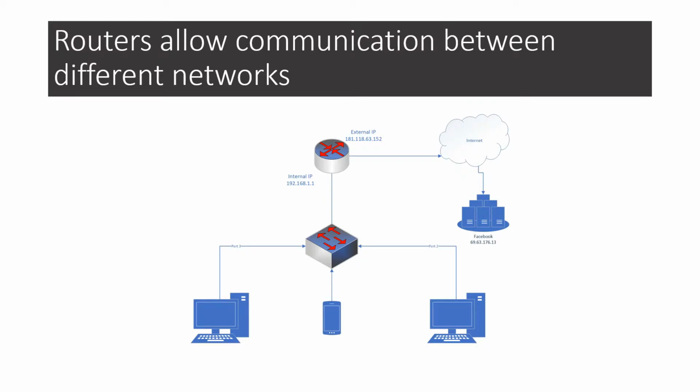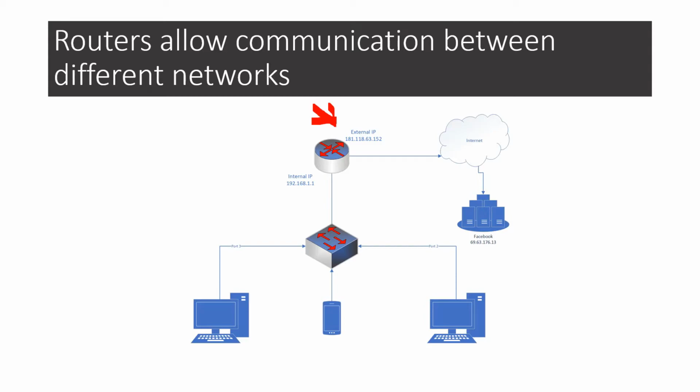So routers use something called IP addresses in order to communicate. An IP address is basically a unique identifier for your device or your network on the internet. If we refer to this diagram, we'll see that we have an IP address of 181.118.63.152. So this is a unique address for us on the internet. No one else on the internet has this address.